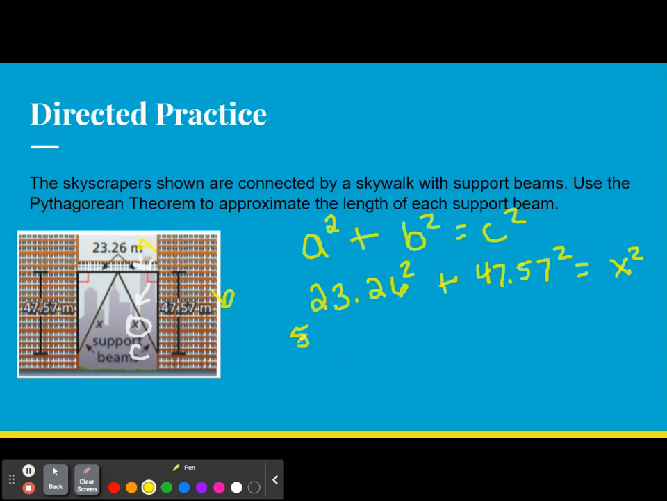Round it to 2 decimal places. 541.03. Plus, what is 47.57 squared? 2,262.90. Actually, that's what it'd be. 0.90. If the number is 5 or more, you round up the score. 0.90. Okay, now we add those together. So add together 541.03 plus 2,262.90 and tell me what you get.